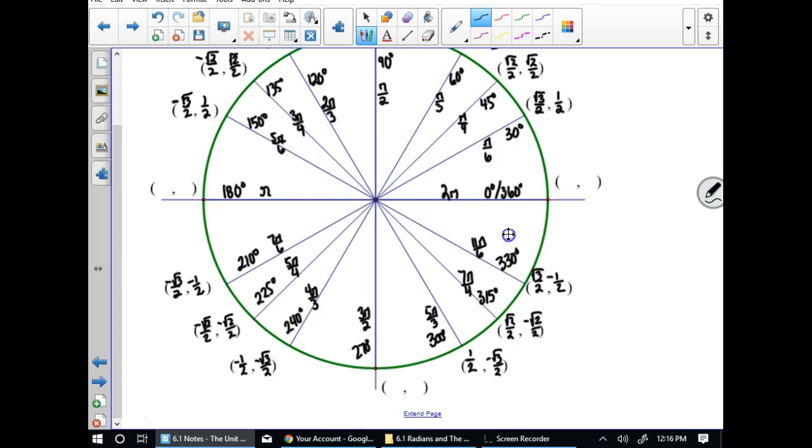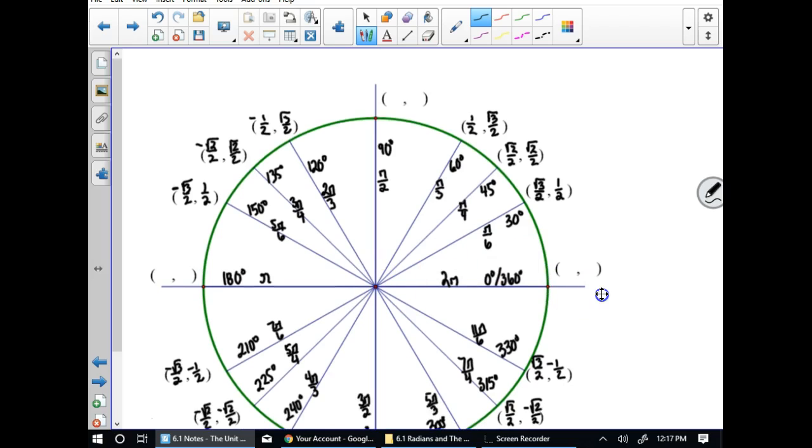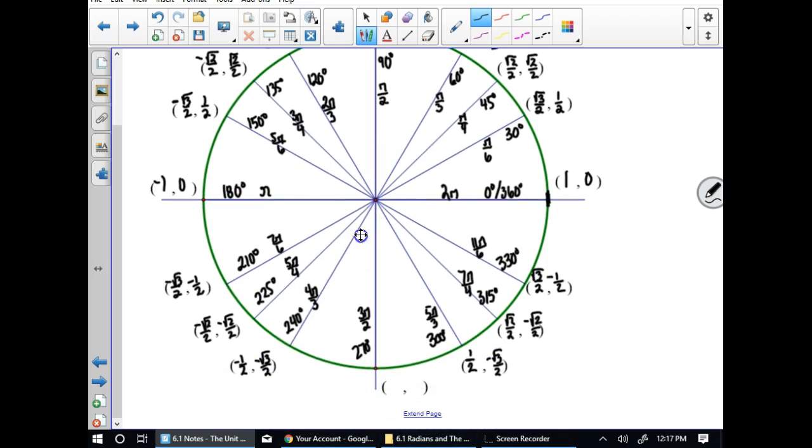And then the last ones we have, these are just like your plotting coordinates. So if right here is my origin, and the radius is 1, what's my x-coordinate here? 1, and my y-coordinate is 0. At this point, x-coordinate is 0, y-coordinate is 1. Here, my x-coordinate is negative 1, y-coordinate is 0. And then down here at the bottom, x-coordinate is 0, y-coordinate is negative 1. So those are just like plotting points right there on the axis.